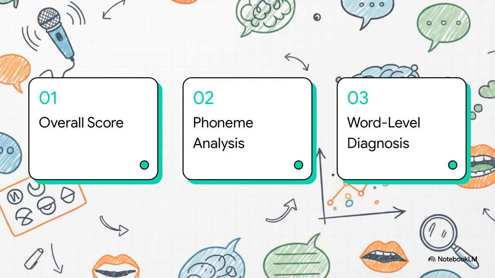So here's the plan. We're going to start with your high-level overall score. From there, we'll drill down into the individual sounds, what we call phonemes, and then we'll wrap up by looking at how those specific sounds show up in some of the words from your script.